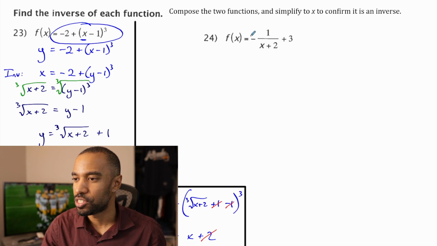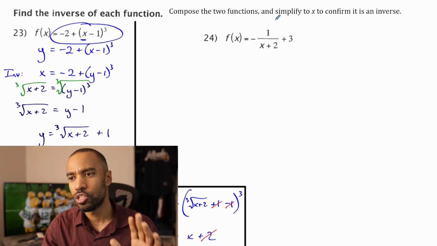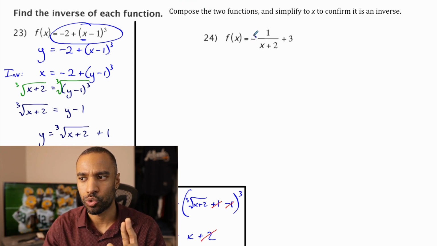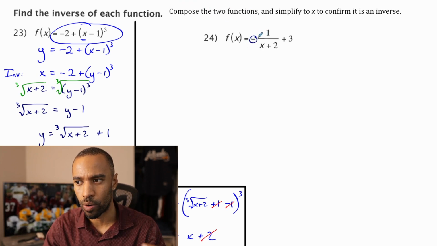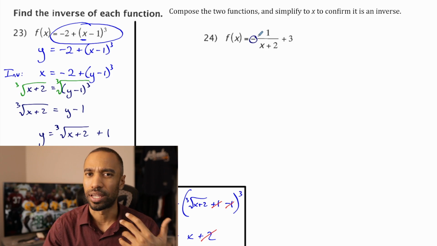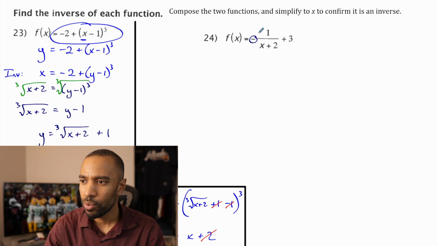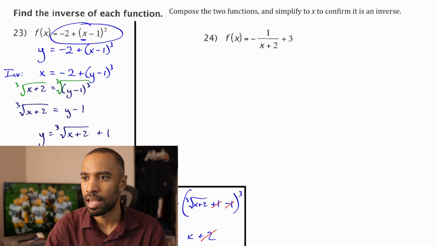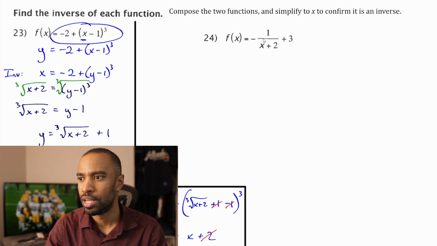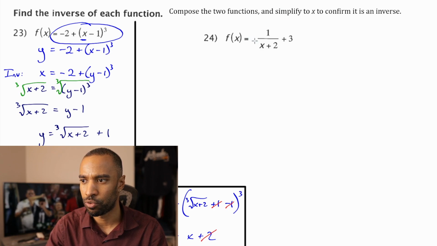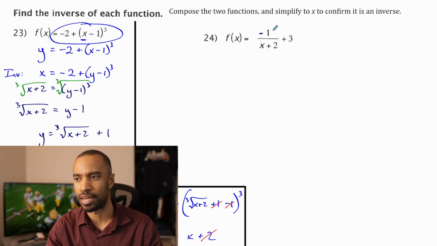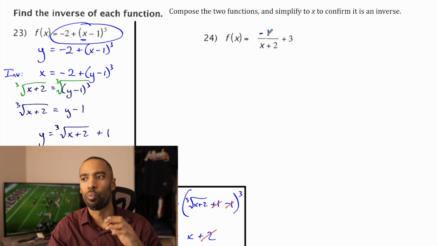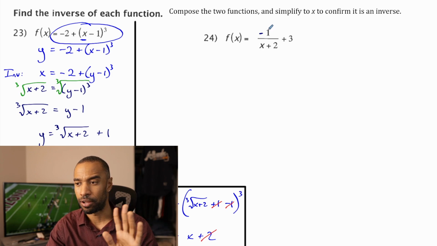All right. F of x equals negative 1 over x plus 2, plus 3. Now, I just want to let you know here, some people really have trouble with negatives and fractions, meaning where this negative goes or can go. If it helps you just a little bit here, I'm going to take this negative and place it right next to the 1, just to give you the idea that, guys, a negative only applies once in the fraction here. Okay, the 1 is negative.